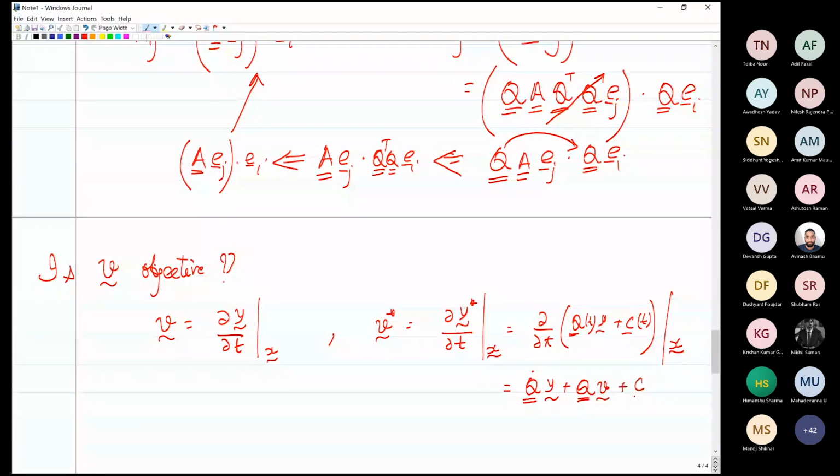Now is v star equal to Qv? It's not equal to Qv because you see that it has extra terms. So that means v is not an objective quantity. So in your constitutive relation, v cannot figure as an independent term. The constitutive relation is something that should be frame independent.